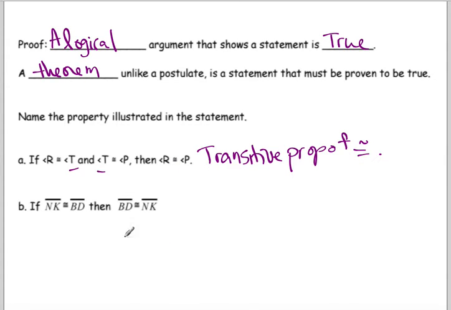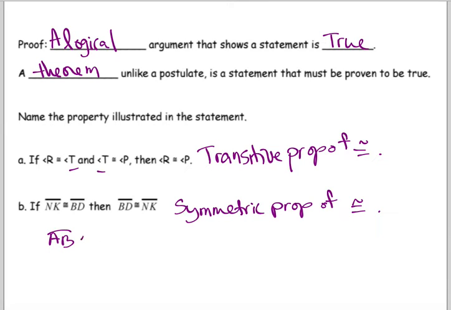The second one here, what they did was NK was on the left and now it's on the right. BD was on the right, now it's on the left. So they switched sides. This is symmetric property of congruence. A lot of people mix up symmetric and reflexive. To be reflexive, it would have to be something like AB congruent to AB, the exact same name on both sides.